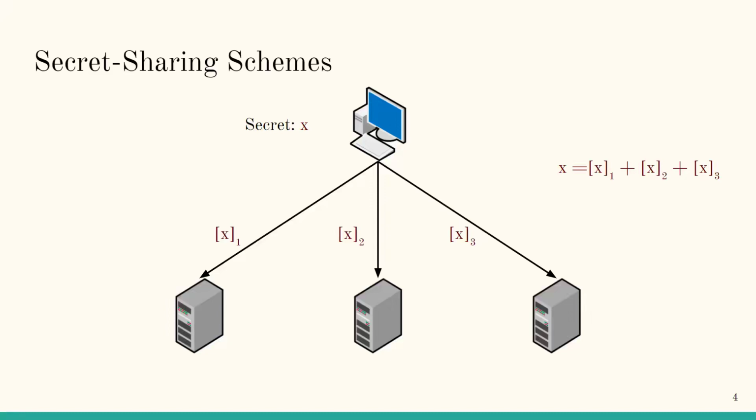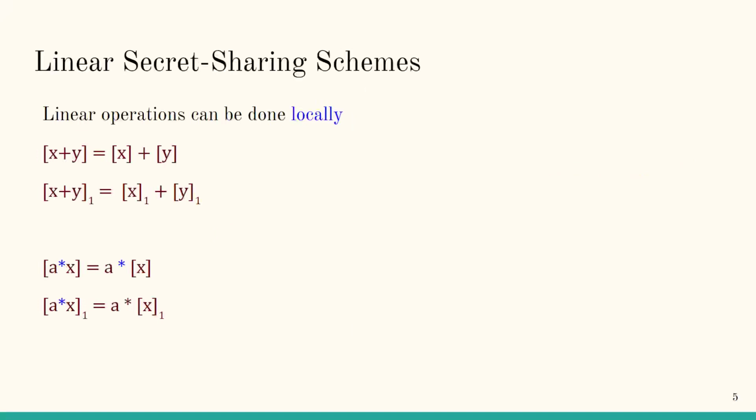One simple example of a secret sharing scheme is the additive secret sharing scheme depicted here, where the secret shares add up to the original secret. A special type of secret sharing scheme is called linear secret sharing scheme. What makes linear secret sharing schemes especially desirable is that linear operations can be done locally and without any communication between parties. For example, to add up two secret shared values x and y, each party simply needs to locally add up their shares of x with their shares of y to obtain their shares of x plus y.